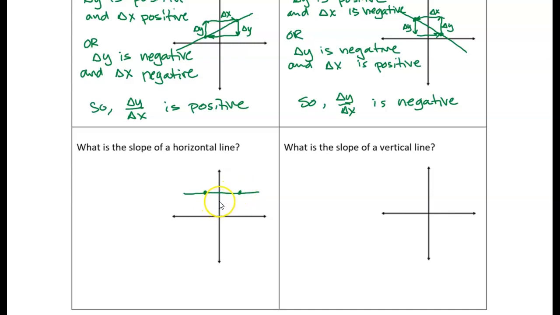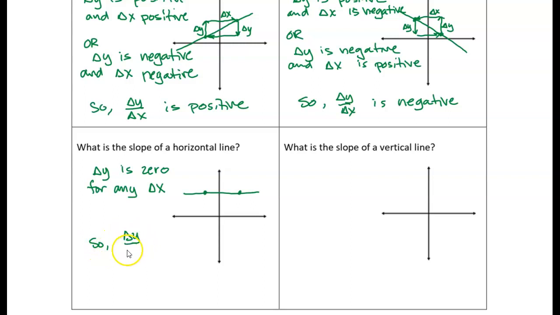Now, in this case, to get from one point to the other, I don't need to travel any distance in the y direction, right? So my delta y is 0, and I only have to travel in the x direction. So delta y is 0 for any delta x. No matter what 2 points I choose on the line, I don't have to travel in the vertical direction at all. So delta y is 0.